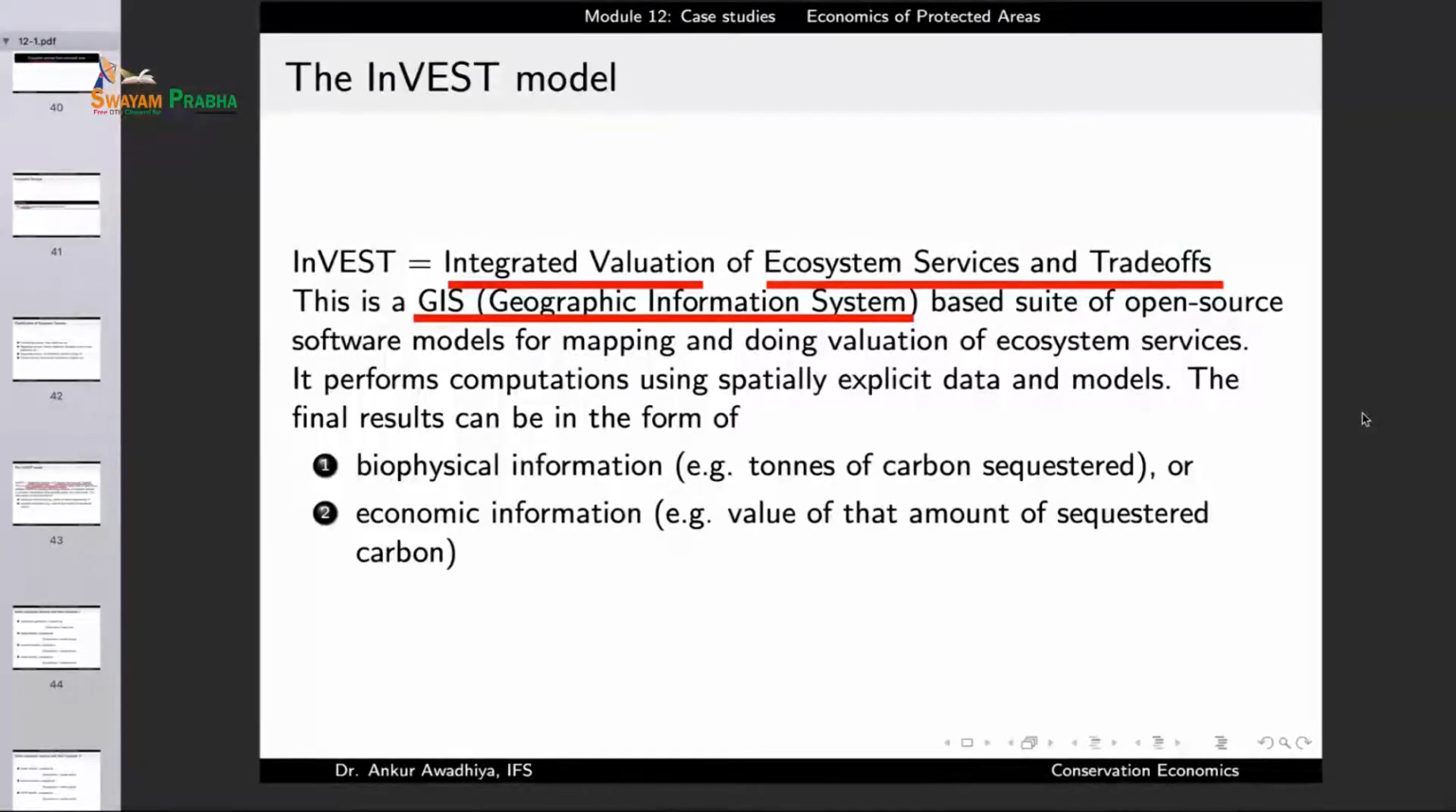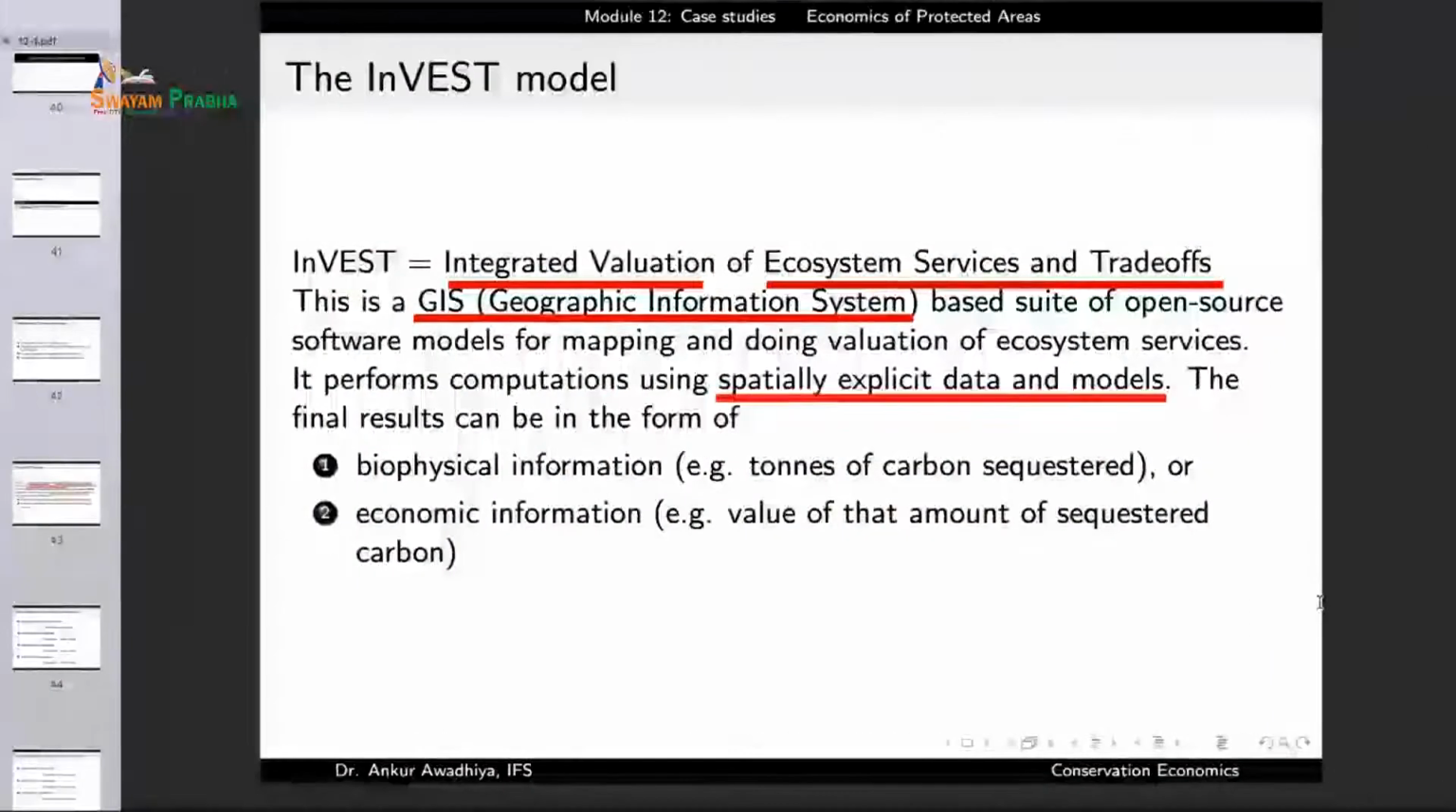It performs computations using spatially explicit data and models. So the data and the models that we use are also based on where different things are located. They are spatially explicit. And the final results can be in the form of biophysical information, such as the tons of carbon that were sequestered, or you can get the results in the form of economic information, that is, what is the value of that amount of sequestered carbon.